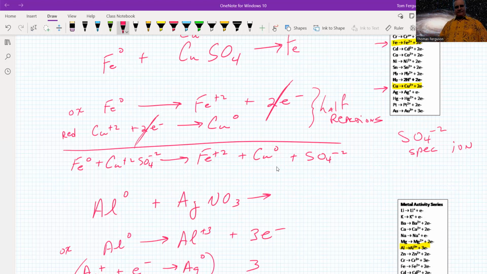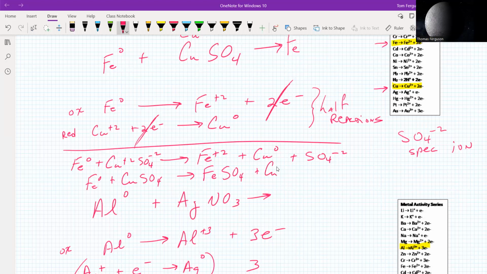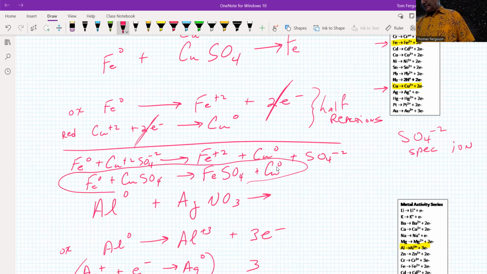Okay, so let's write the whole thing. So it's going to be Fe0 plus copper sulfate gives us iron sulfate plus copper. So that would be the final chemical equation.